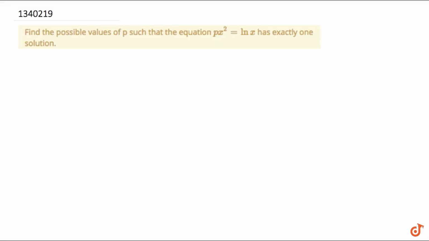Guys, so in this video we'll find the possible values of p such that the equation px square is equal to ln x has exactly one solution. So let's start.